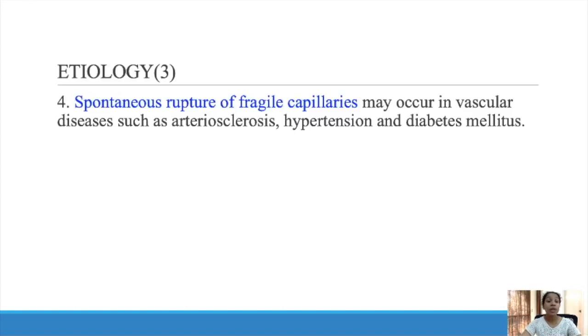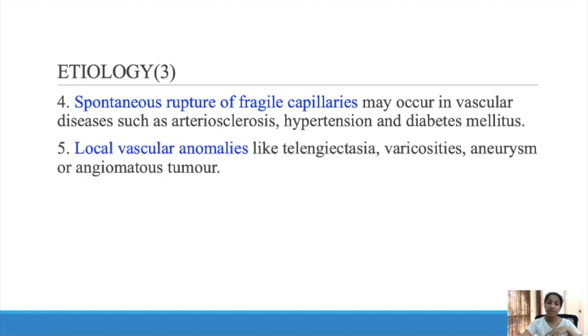The fourth one is spontaneous rupture of fragile capillaries. It occurs in vascular diseases such as arteriosclerosis, hypertension and diabetes mellitus. So it can be seen in diseases like arteriosclerosis, hypertension and diabetes mellitus, where there will be spontaneous rupture of fragile capillaries.